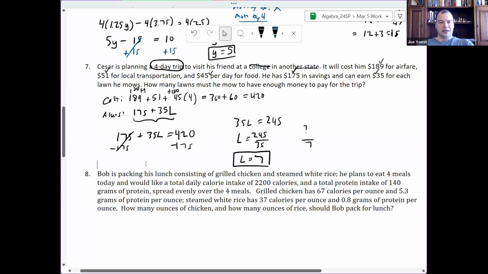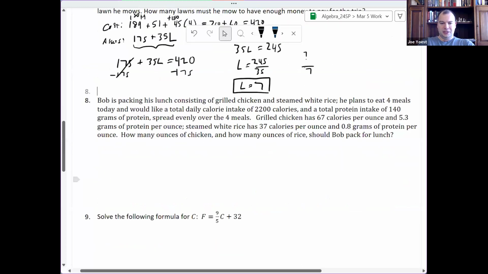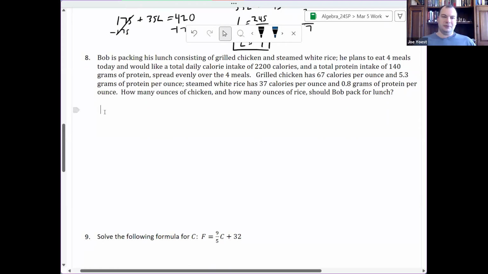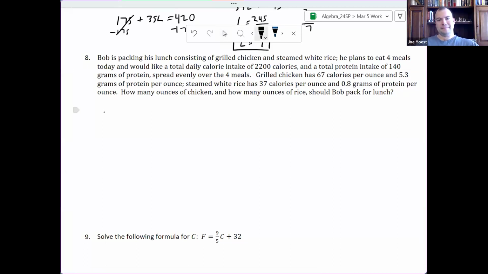Now, problem 8, again, a little more challenging of a problem, more challenging than you're going to see on the exam, but if you practice harder problems, then the exam problems seem simpler. So Bob is packing his lunch for today, consisting of grilled chicken and steamed white rice. Kind of a boring lunch, but only 2 things, so we only have 2 variables.